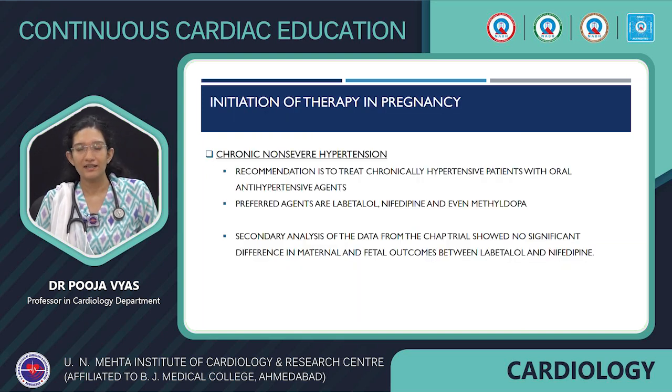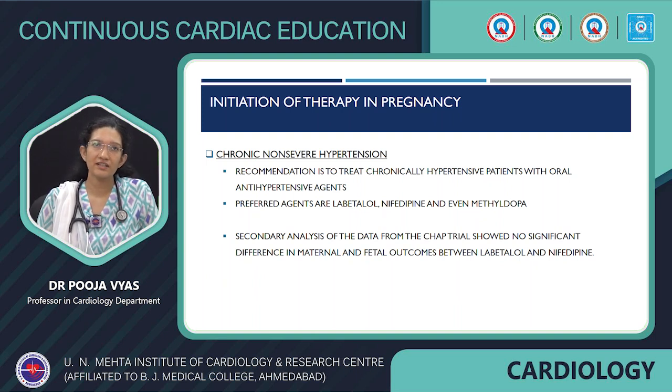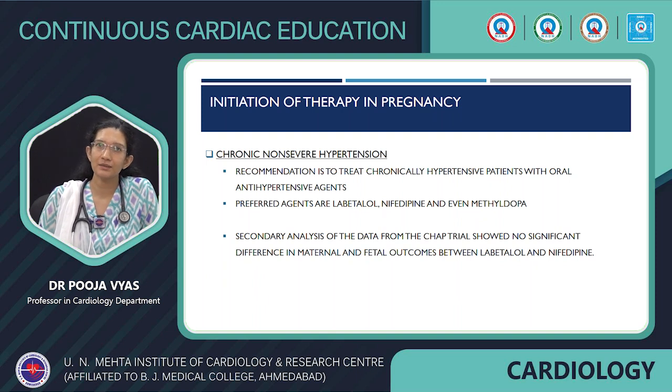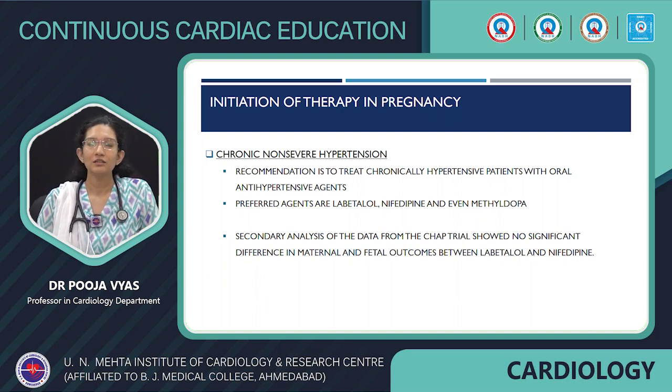Initiation of therapy in pregnancy. In chronic non-severe hypertension, it is recommended to start with an oral antihypertensive agent. The preferred agents are labetalol, nifedipine and methyldopa. From the CHAP trial secondary analysis, there was no difference in the maternal and fetal outcome between labetalol and nifedipine. So we can give labetalol, nifedipine or even methyldopa.